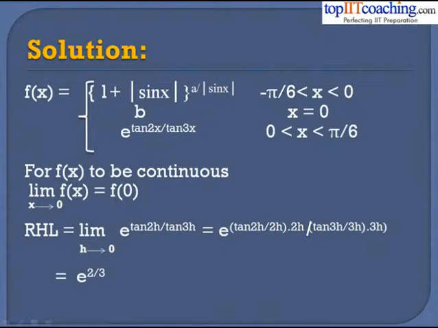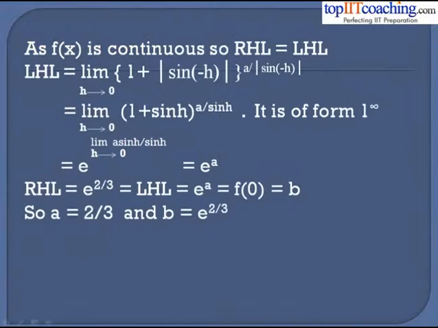Now, tan 2h by 2h when h tends to 0 is equal to 1, and similarly tan 3h by 3h when h tends to 0 is equal to 1. So, we get 2h by 3h and h gets cancelled, so the value of the limit is equal to e to the power of 2 by 3. Therefore, we can say that the right hand limit is equal to e to the power of 2 by 3. Now, as f(x) is continuous, RHL should be equal to LHL.